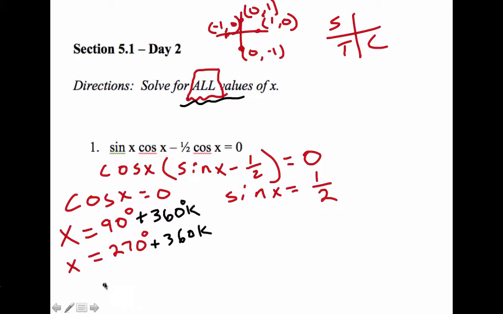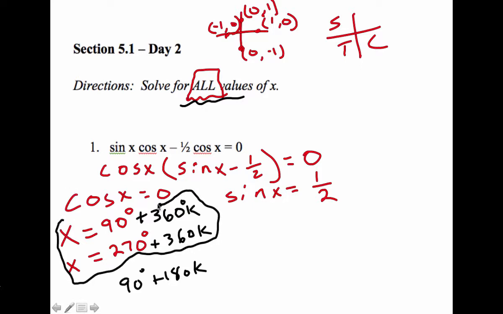Some of you might be thinking, well, 90 to 270, and then back up another. You could actually do this as 90 plus 180k, and that would solve it, because 90 plus 180 is 270, and then another 180. That's a little bit different because it is a quadrantal, but there's nothing wrong with this answer right here. So when they say all values, you kind of need to add on that 360k.